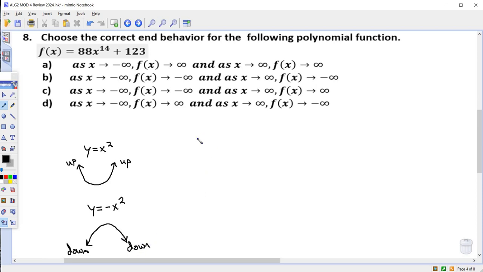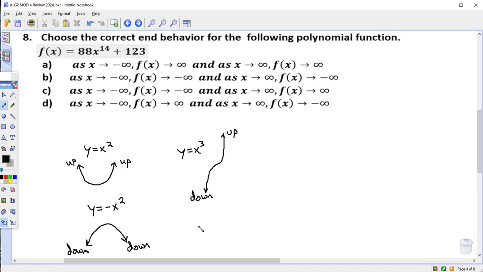Let's think about some other functions here. y equals x cubed. Looks something like this. Well, these are not straight lines. Here, I'll exaggerate it a little bit. Okay. All right, so as we're going to the left here, the left end of this graph goes down to negative infinity. And as we're going to the right, it goes up to positive infinity. All right, that's y equals x cubed.